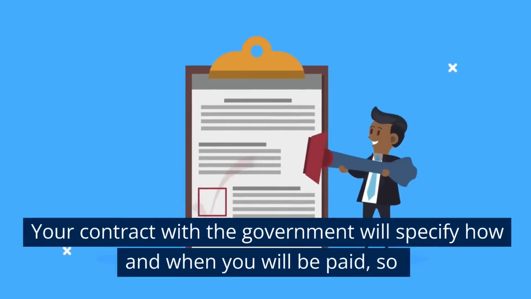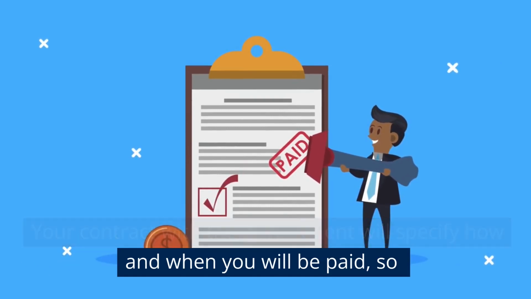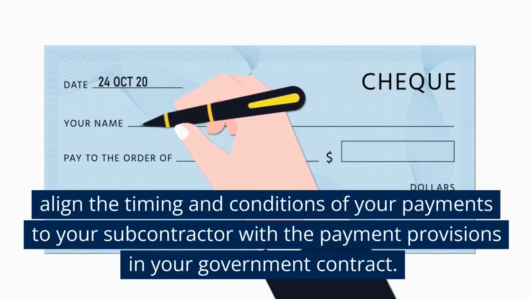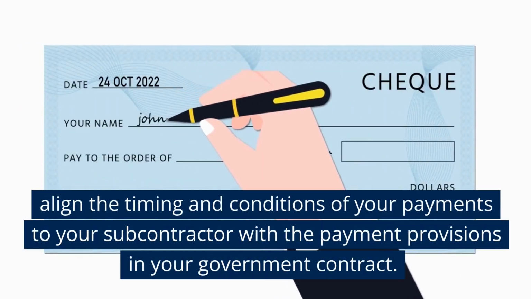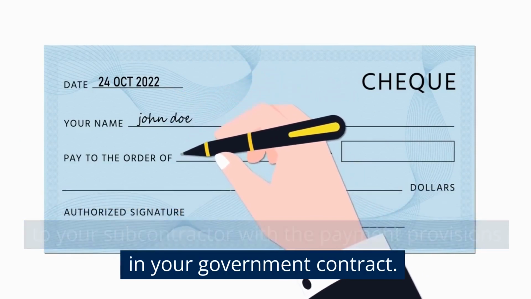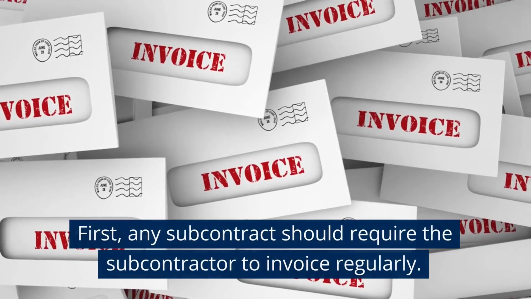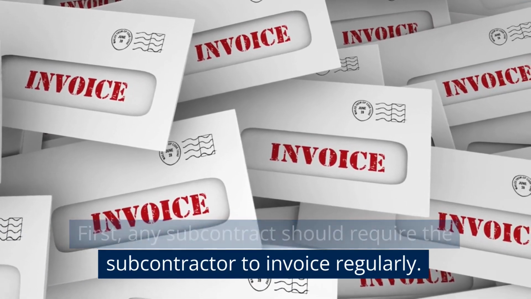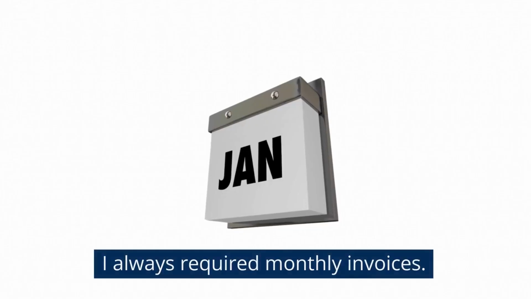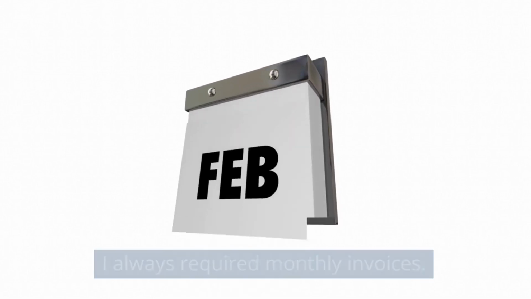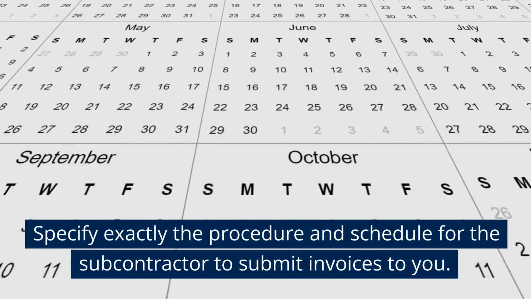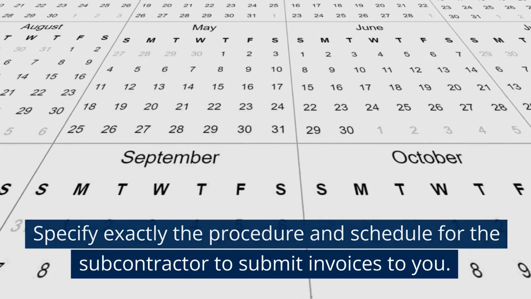Your contract with the government will specify how and when you will be paid. So align the timing and conditions of your payments to your subcontractor with the payment provisions in your government contract. First, any subcontract should require the subcontractor to invoice regularly. I always required monthly invoices and specify the exact procedure and schedule for the subcontractor to submit invoices to you.